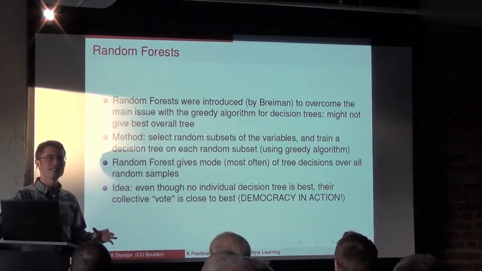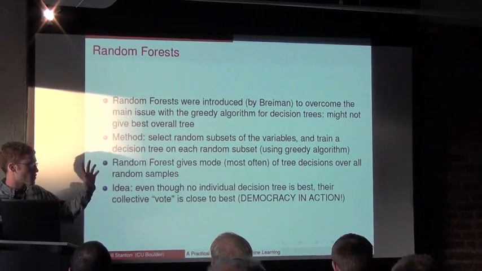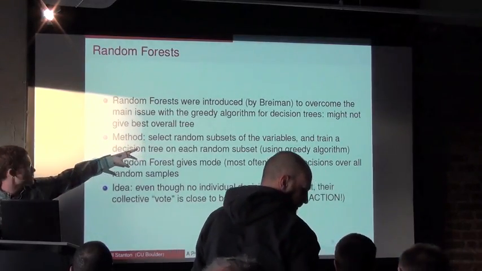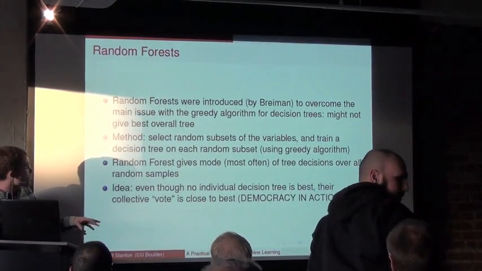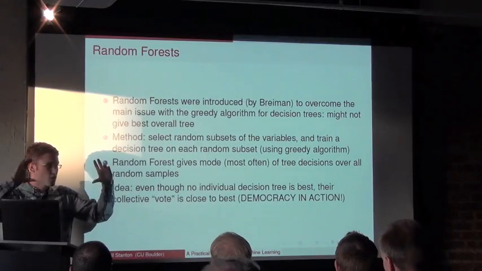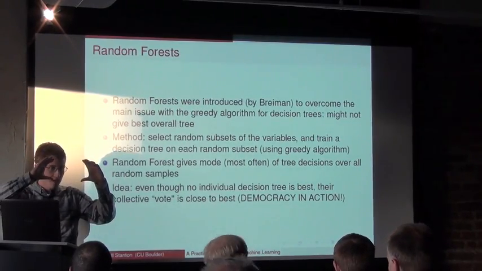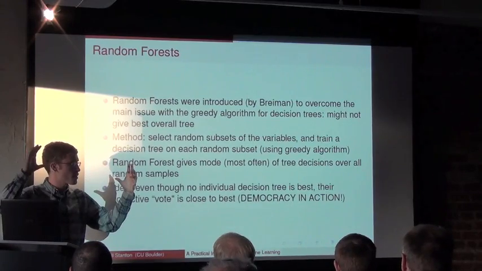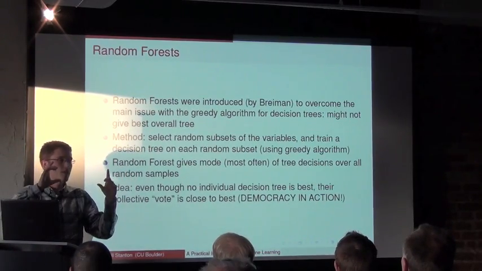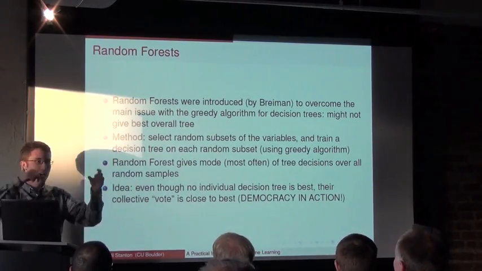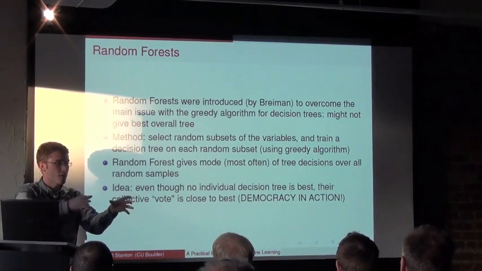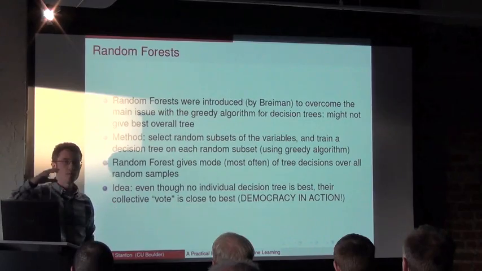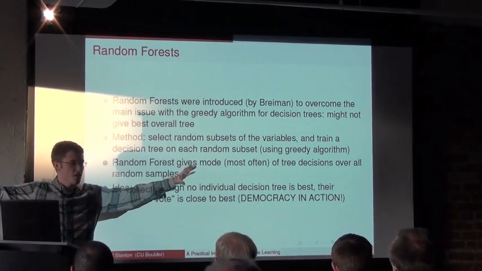So what is a random forest? Well, a random forest is meant to solve this greedy algorithm problem. They were introduced by a mathematician and computer scientist named Raymond. So the method is that, as I said, you select random subsets of the variables. You do this many, many times, so small random subsets of variables. Say you have 1,000 variables, you might choose 100 random subsets of size 10, right? And you're going to build a decision tree with each of those subsets of size 10. So you're going to build many, many decision trees.